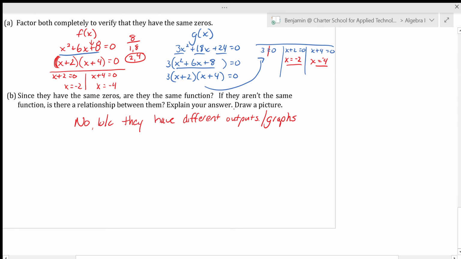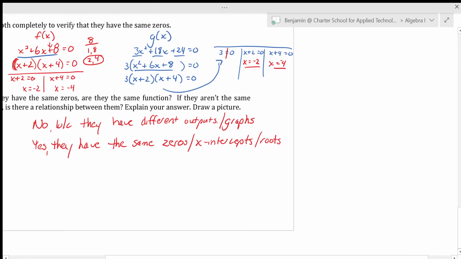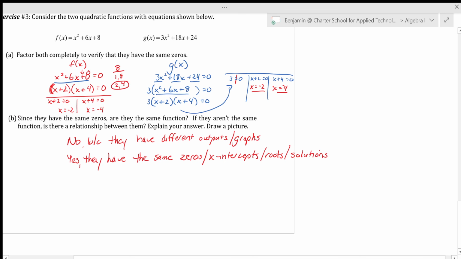If they are not the same function, is there a relationship between them? I say yes. They have the same zeros. Another word for zeros is x-intercepts. Another word for that one is also roots. And the last one, we need to know that they all have the same meaning, that is solutions. So they're all the same solutions. So this is the answer for the first question. This right here is the answer for the second question.